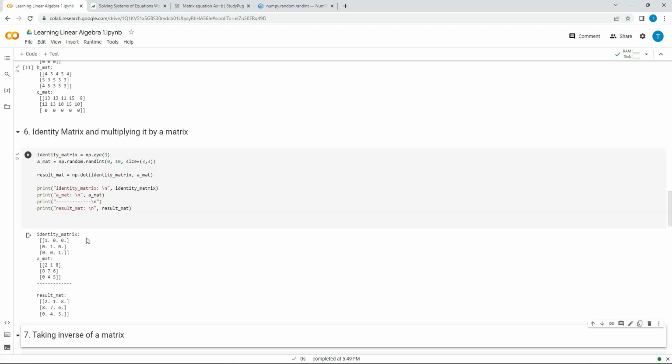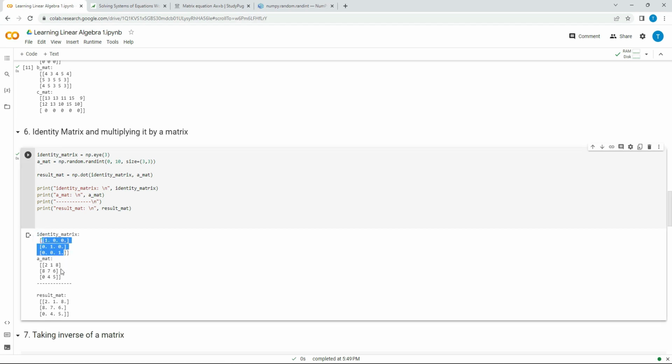Let me just run this code, Shift Enter at the same time. And there's my identity matrix. Here's my matrix, and then I'm going to multiply them. The cool thing about identity matrices is that when you multiply the identity matrix with any matrix, it's going to give you back the old matrix.